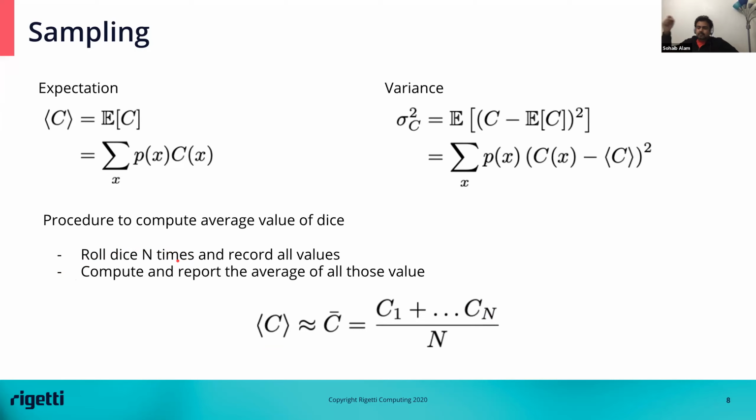Like the first time it was a one, second time it was a three, third time it was a two, et cetera, et cetera, right? And so we would do this, say 100 or 1,000 or 10,000 times, record all the values, and then compute and report the average of all those values, right? And so that thing is what I'm calling C bar. This is my empirical or experimental average of the dice that I rolled, right?